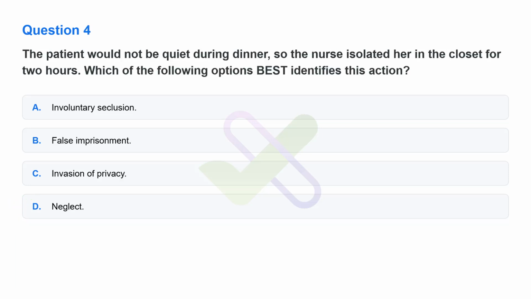The patient would not be quiet during dinner, so the nurse isolated her in the closet for 2 hours. Which of the following options best identifies this action? A. Involuntary seclusion. B. False imprisonment. C. Invasion of privacy. D. Neglect.